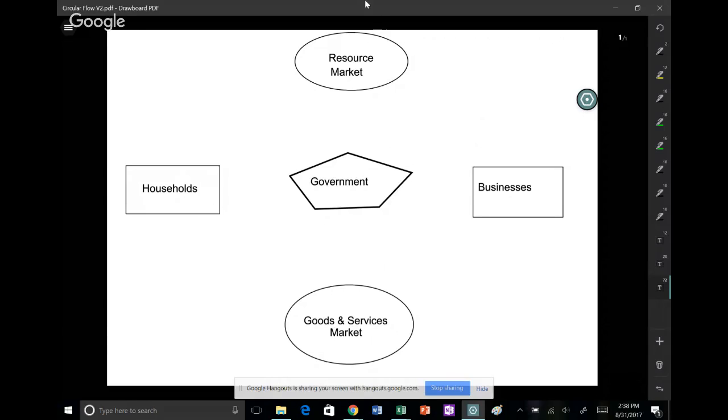Households represent private citizens like you and me. Households have 4 major functions. Function number 1: they are the main owner of economic resources. Remember, in capitalism, economic resources are privately owned, meaning they're owned by private citizens or by private businesses. But the households are the main owner of the resources: land, labor, capital, and entrepreneurship.